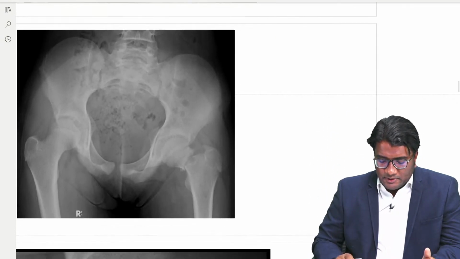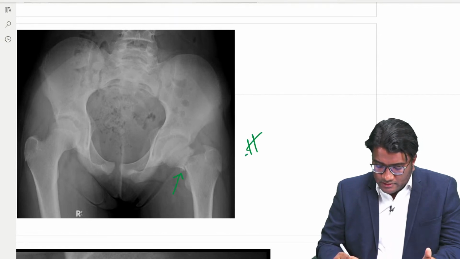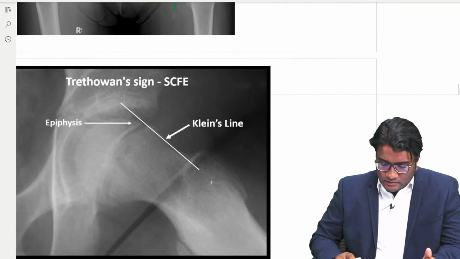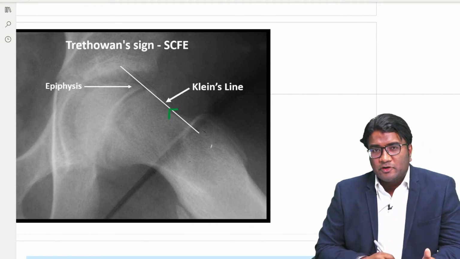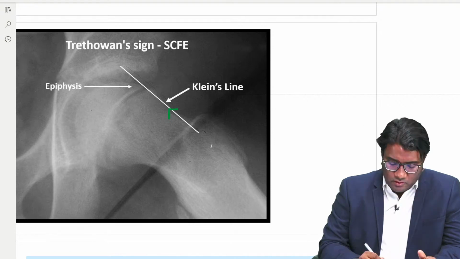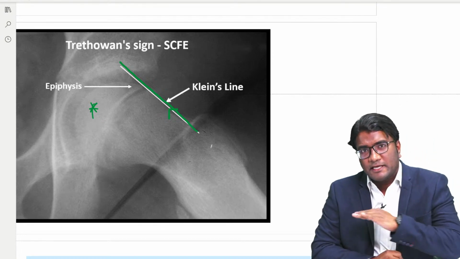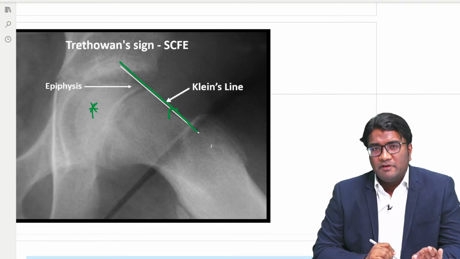And what is this image? Standard image. You should not miss that. This is a fracture neck of femur, right? And where do you see that? When you draw a line from the superior aspect of the neck of the femur, it should normally cross the epiphysis of the head of the femur. That is what happens in normal appearances.